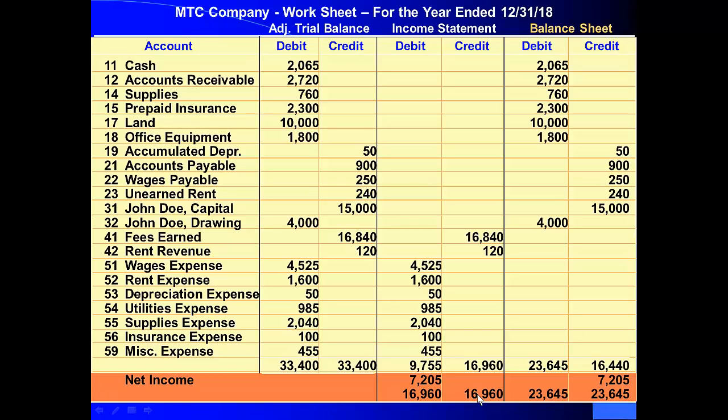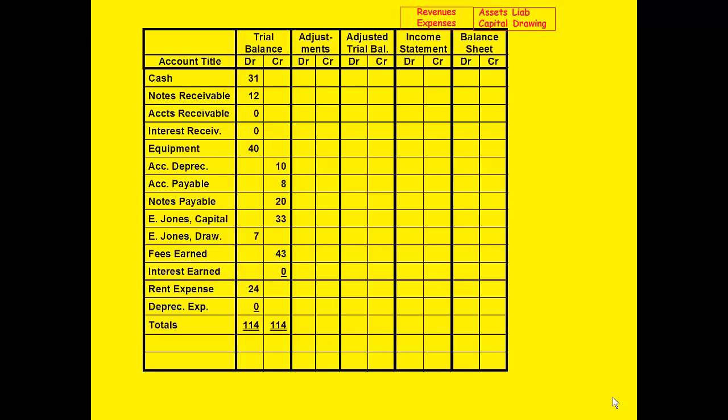16,960 plus 0 is 16,960. On the balance sheet, 23,645 plus 0 is 23,645. And 16,440 plus 72.05 is 23,645. So notice now my final income statement totals do balance and my final balance sheet totals do balance also. We're going to go through an example on our own.